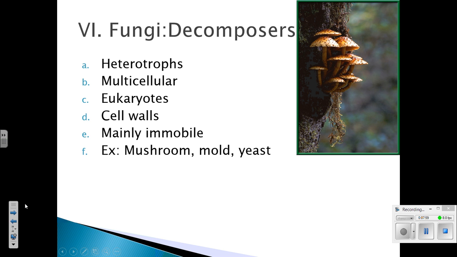Okay, the fungi, mainly decomposers. They're going to be heterotrophs. They have to eat. Multicellular, eukaryote. Their cell walls, though, that's very similar to plants. So they have a little bit of animal in them, in that they have to eat. And then they have a little bit of plant in them with that cell wall idea. And they usually can't move on their own. Their roots grow and things like that, but they can't pick up and move somewhere.